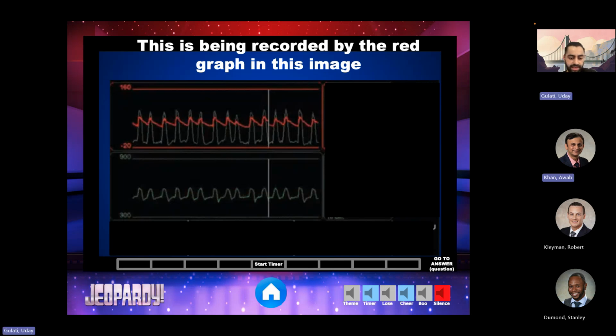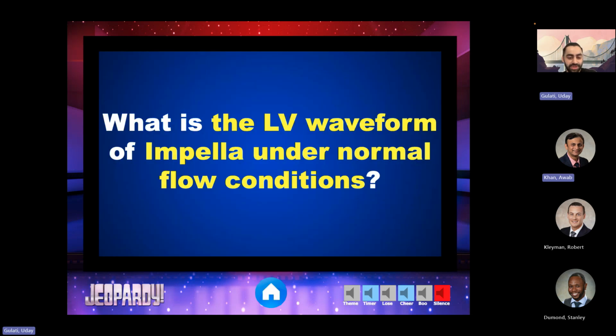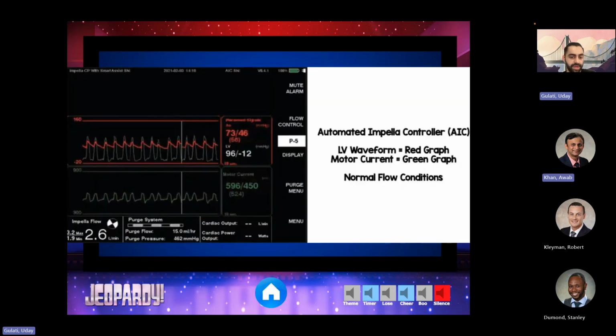Some textbooks will say technically it's your LV waveform, but it's really the Impella coming out of the LV, and it's measuring your aortic pressures at the root of the aorta under normal flow conditions. This is your automated Impella controller, the standard screen by Abiomed. That red graph really should say aortic pressure, and the motor current is the green graph. And what's happening in the LV is the white line.